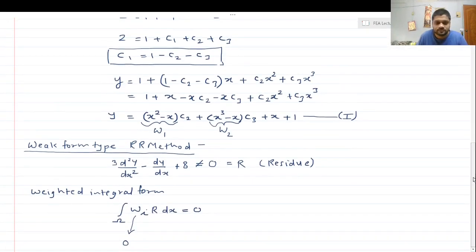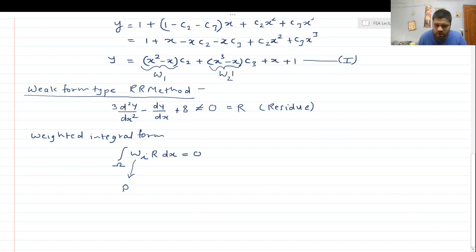So in that case, if you see, is W1 or W2 a differential equation? No, it is not a differential equation. It is just an equation of independent variable x: x square minus x, x cube minus x. So it is not a differential equation, so its differential power is zero. On the other hand, you see what is the differential power of R. The differential power of R is 2. So now there is a high mismatch between the differential powers of these two multiplicands inside the integration.